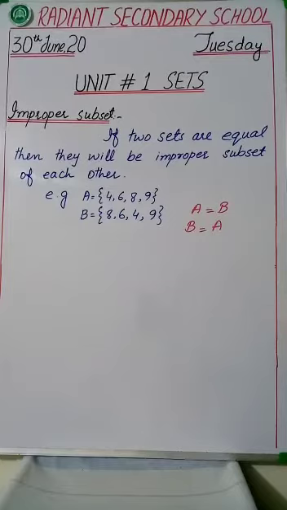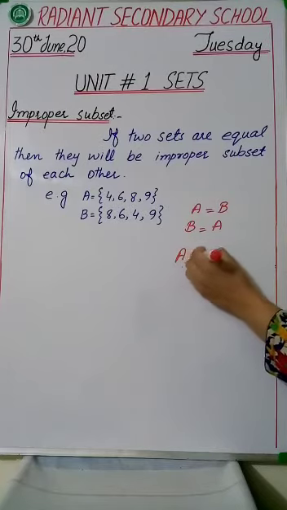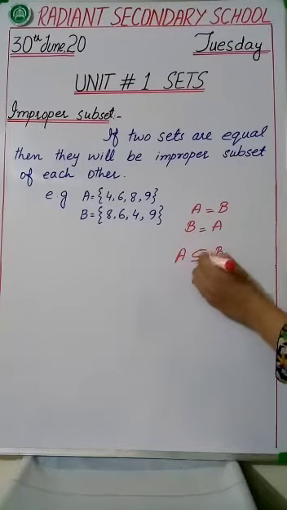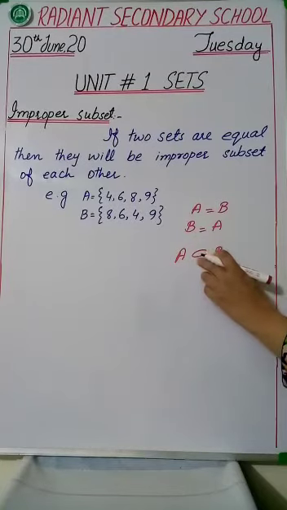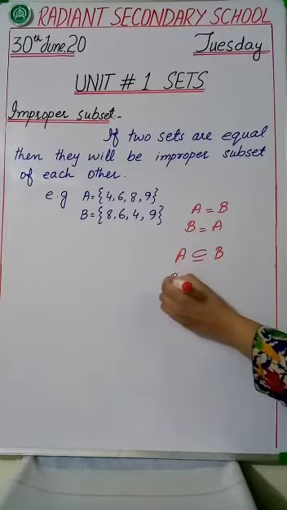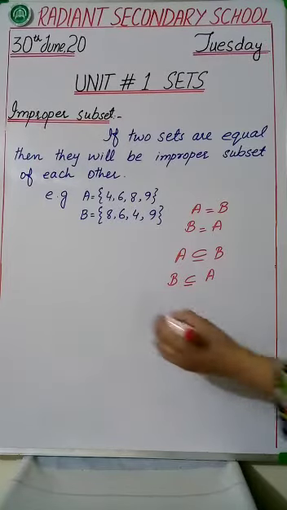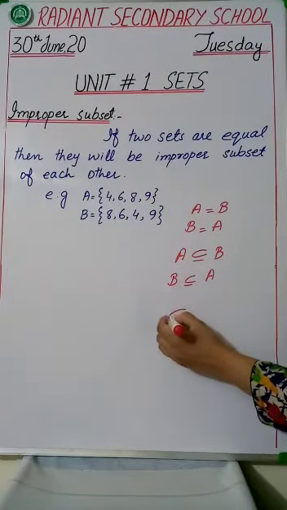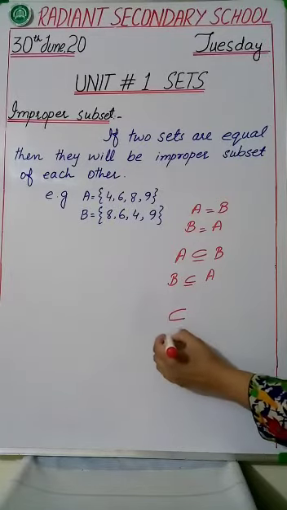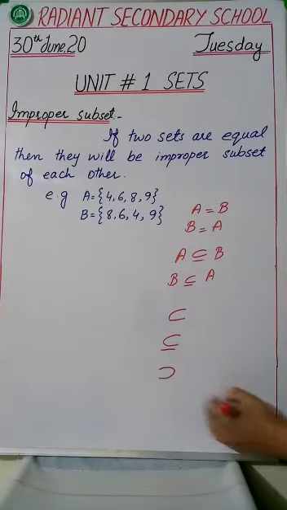So in such a situation, when the elements are the same and two sets are equal, then they will be improper subsets of each other. So then you can write that set A is the improper subset of B. This line under the symbol of subset is showing the improper subset, or you can say that B is an improper subset of A. So here you see that there are three symbols. This is the symbol of proper subset, this is the symbol of improper subset, and this is the symbol of superset.